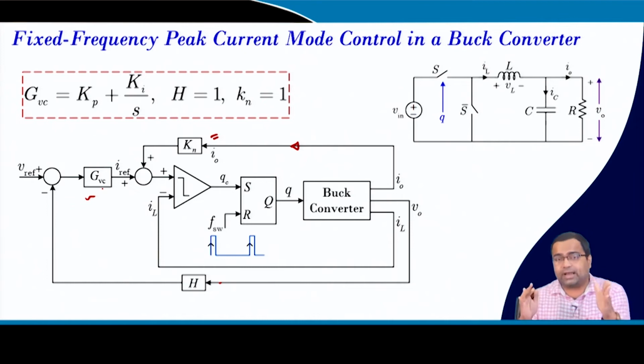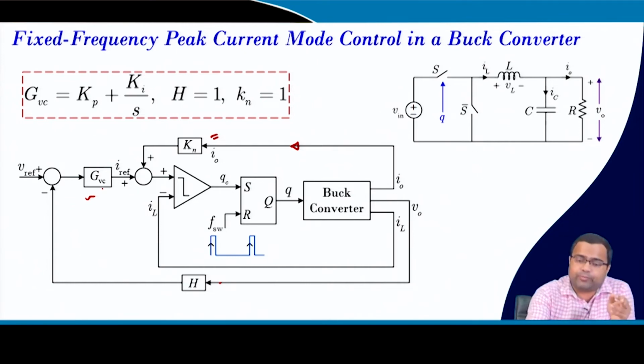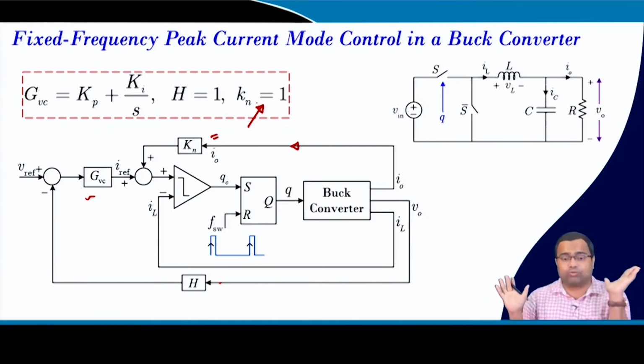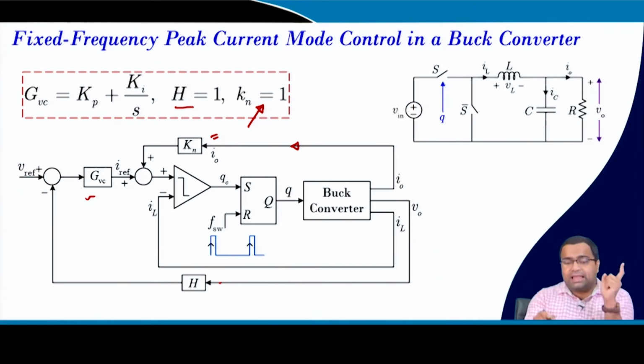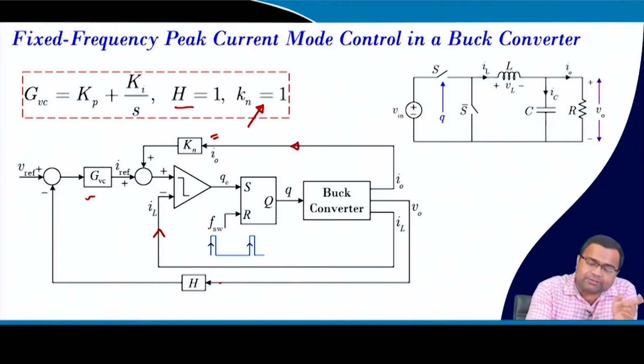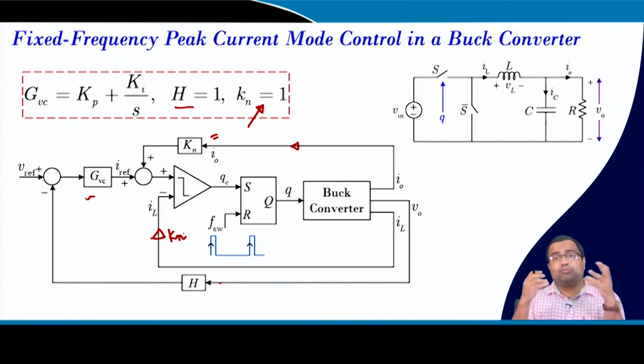So, in current mode control for a buck converter, the normalization factor is 1, that means we are directly taking the load current. But if we use any feedback gain for the current loop, the same gain, that means this is also Kn. Let us say Kn equal to 0.5, then this Kn should be 0.5. That means the load current and the inductor current should be in the same scale.